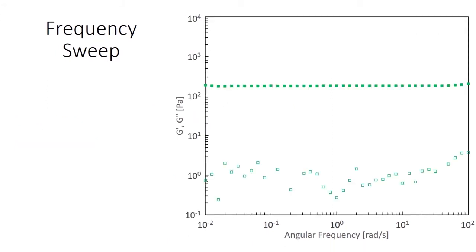So here we have another frequency sweep, but it looks completely different. What we see is G prime stays the same throughout all frequencies, so G prime is not frequency dependent. And what does this mean? Why do we not see this crossover? So what we're looking at is the difference between a physical hydrogel and a chemical hydrogel. So physical crosslinks versus chemical crosslinks.